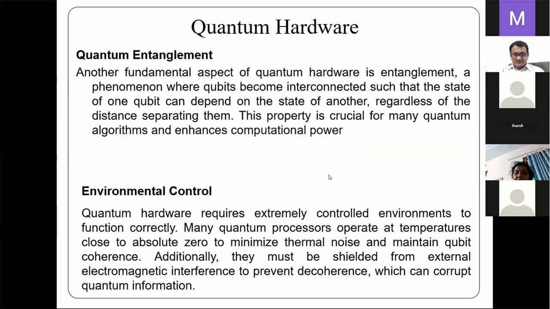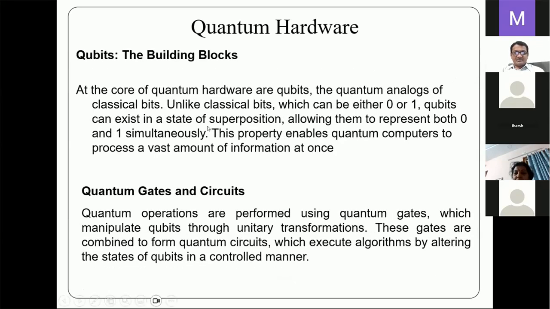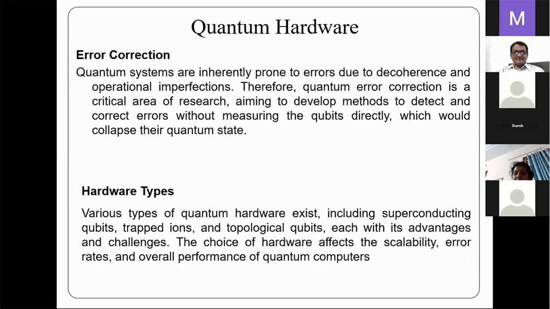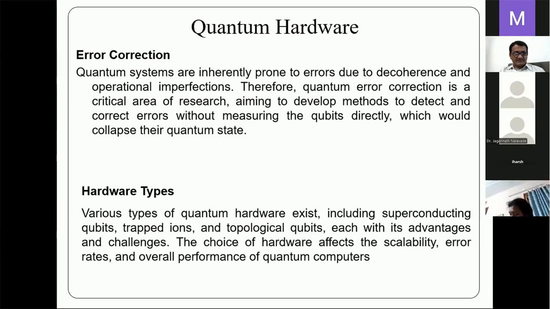Okay, fine. So again, I'm going back to the previous slide: qubits, quantum gates and circuits, quantum entanglement, and then the control environment. There are two more very important points. I can see there is one session on error correction and detection in quantum, right? Nalade sir, I think that session is there tomorrow. Yes, sir, tomorrow.